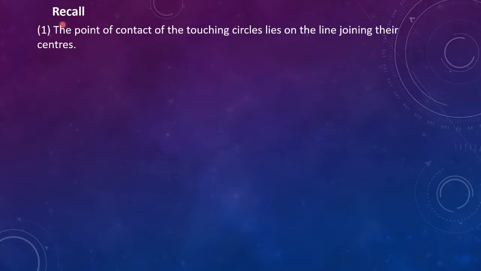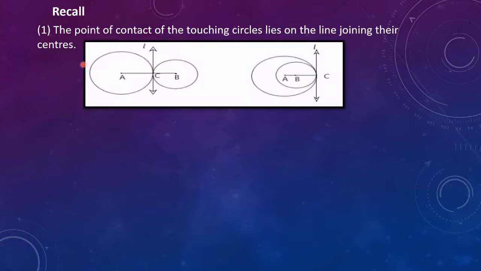Let us recall what we have studied in our previous video. The first point: the point of contact of the touching circles lies on the line joining their centers. This is the same as the touching circles theorem. That is, if the circles touch internally or externally, then the point of contact lies on the line joining their centers.